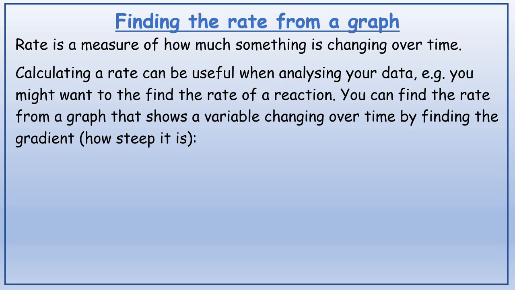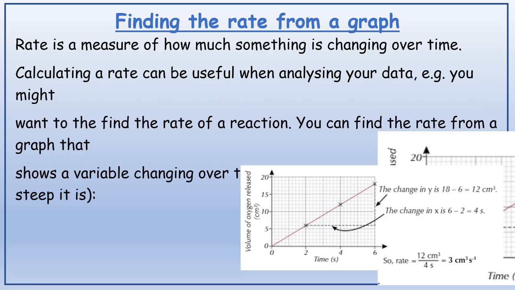Rate is a measure of how much something changes over time. Calculating a rate can be useful when analysing your data. You might want to find the rate of reaction. You can find the rate from a graph that shows a variable changing over time by finding the gradient, like how steep it is.